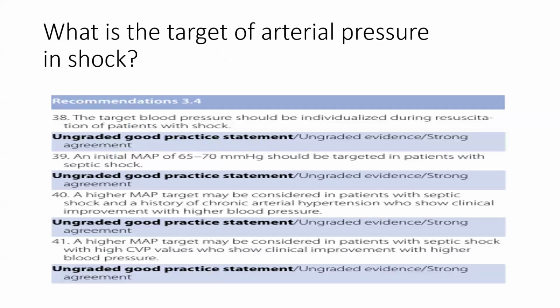So let's talk about the target arterial pressure in shock. Target blood pressure should be individualized during resuscitation of patients with shock. In septic shock, the target MAP should be 60 to 70. A higher MAP target may be considered in patients with septic shock and a history of chronic arterial hypertension. A higher MAP target must be considered in patients with septic shock and high CVP who show clinical improvement with the higher blood pressure.